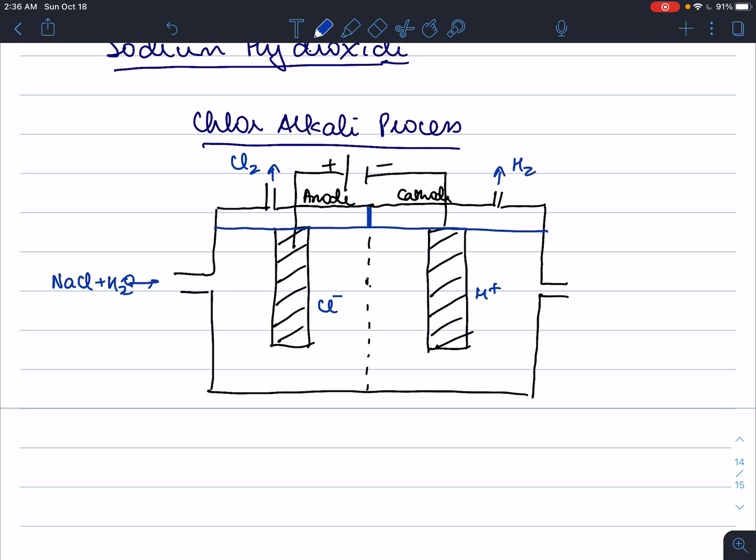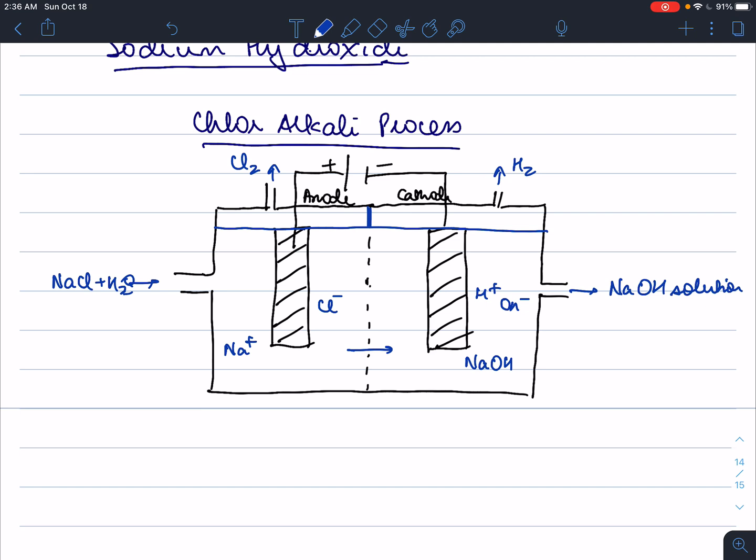Okay. So what is remaining here? Na plus is remaining here, and these Na plus ions can go through the membrane to form NaOH, because H plus is going out from water. OH minus is remaining. So Na plus plus OH minus can be taken out as sodium hydroxide solution.